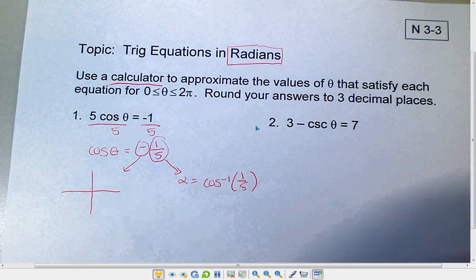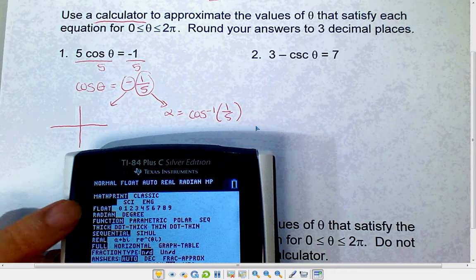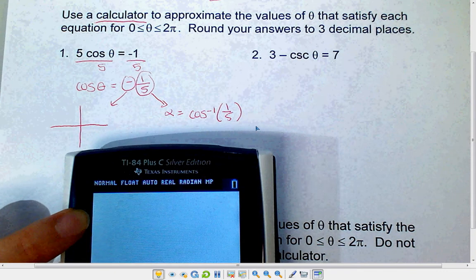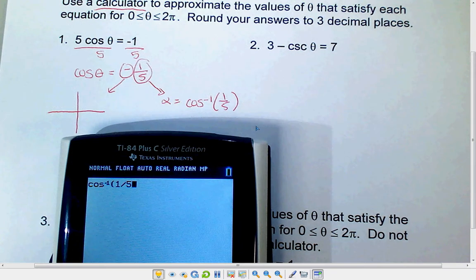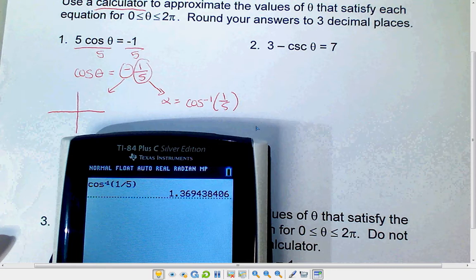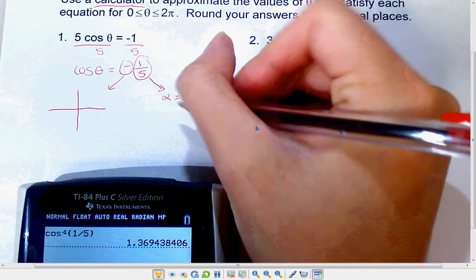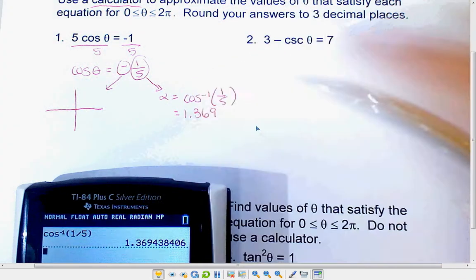Because we're in radians, let's first make sure when you press mode that you are in radian mode, because we want our answers to be radians. Then let's go in and do second cosine 1/5. Again, no negative sign. And that gives us 1.369. We're going to round to the nearest 3 decimal places.